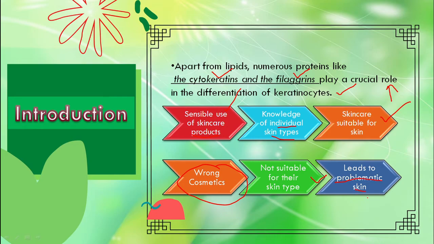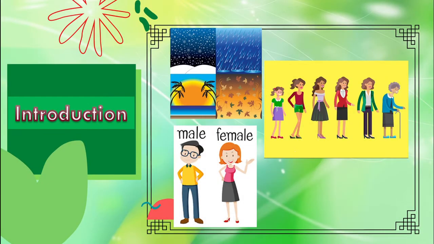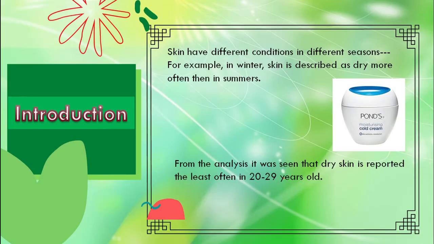Apart from this, there are several factors such as season, age and gender that also play an important role in skin type. For example, skin has different conditions in different seasons. Like in winter, the skin is described as dry more often than in summer. We also observe that in the winter season skin feels very dry, and that's why we apply cold cream in winter.